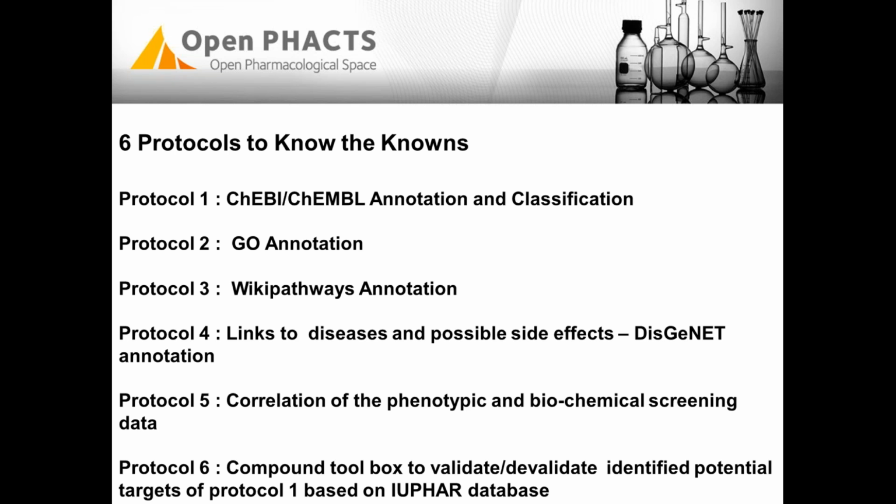You want to know possible target pathways, which you have in the WikiPathways components of Open PHACTS. For example, are multiple compounds via multiple targets hitting the same pathway? This would be a strong indication that this pathway has evidence in the biology you're interrogating by the phenotypic screen. Then you want to know links to disease or possible side effects.